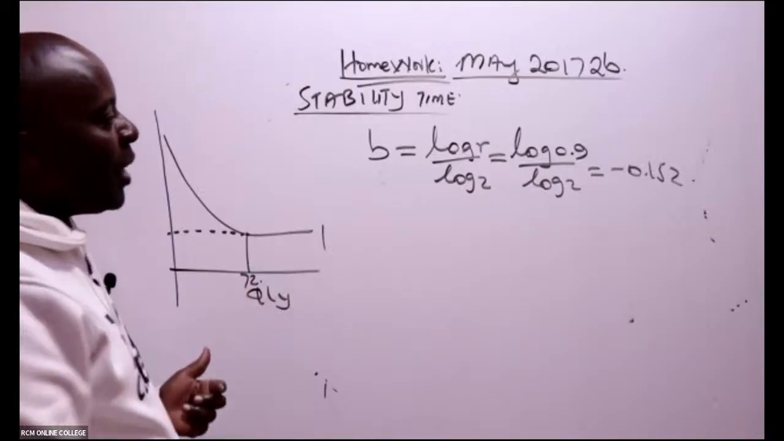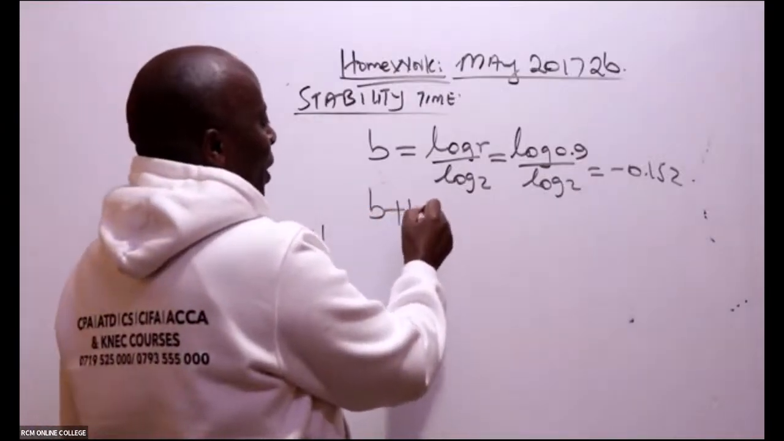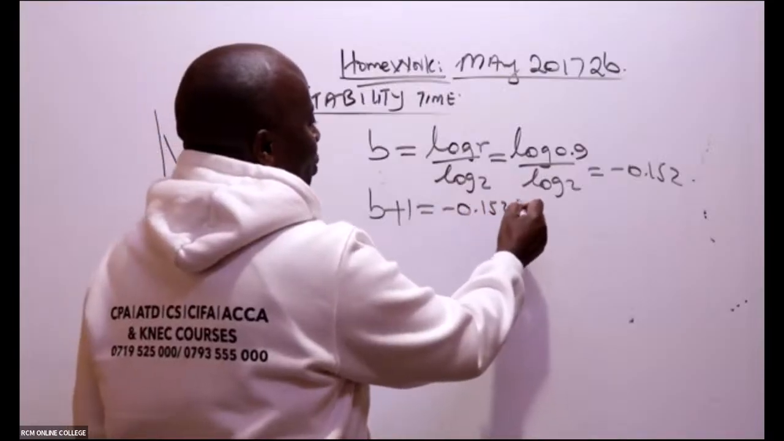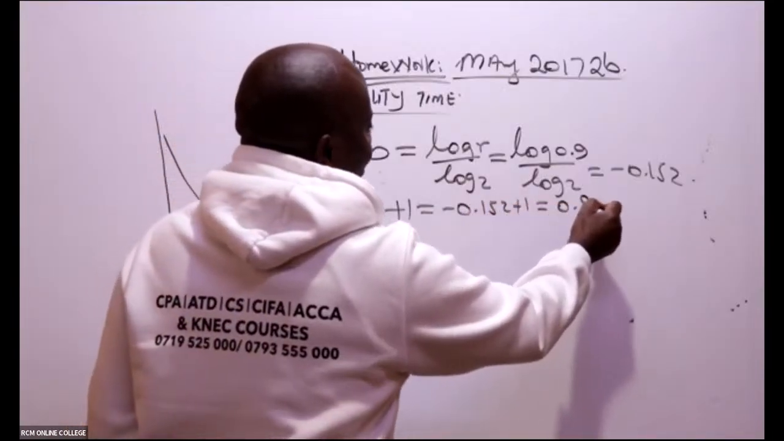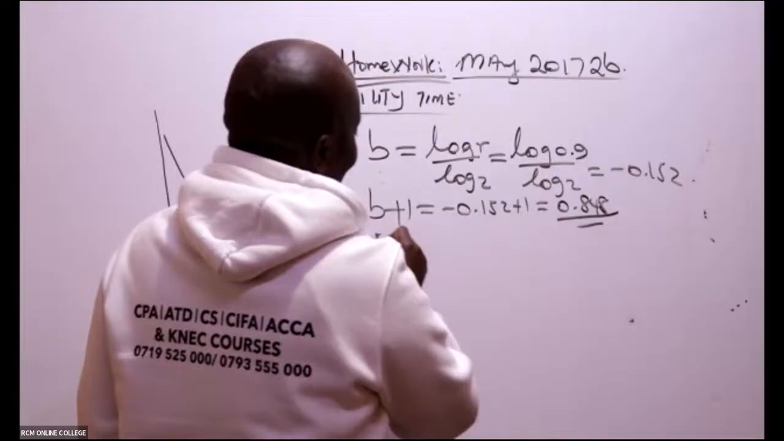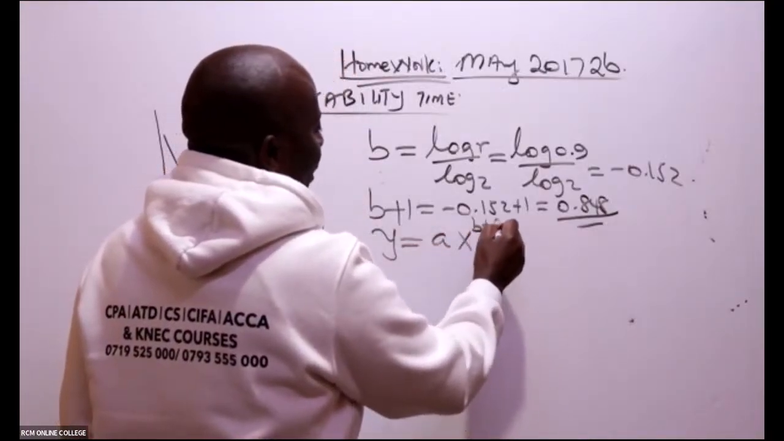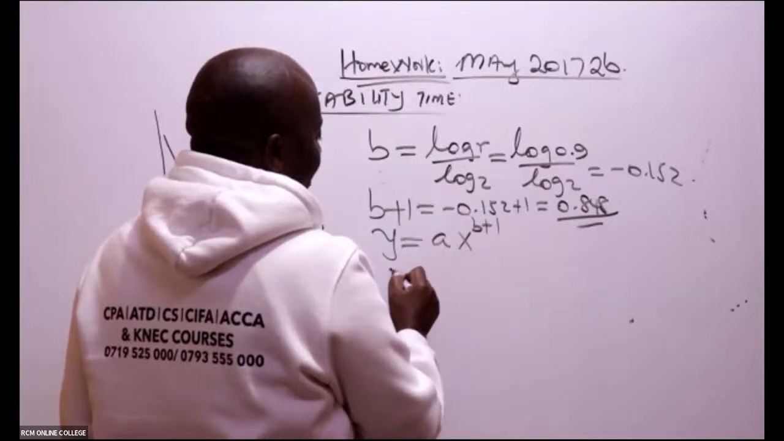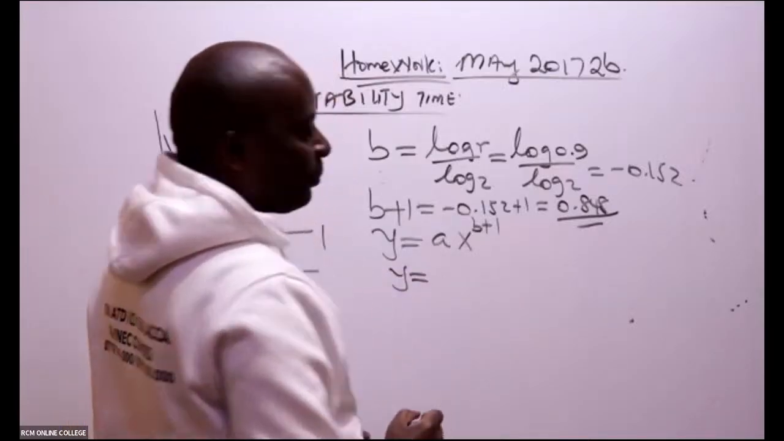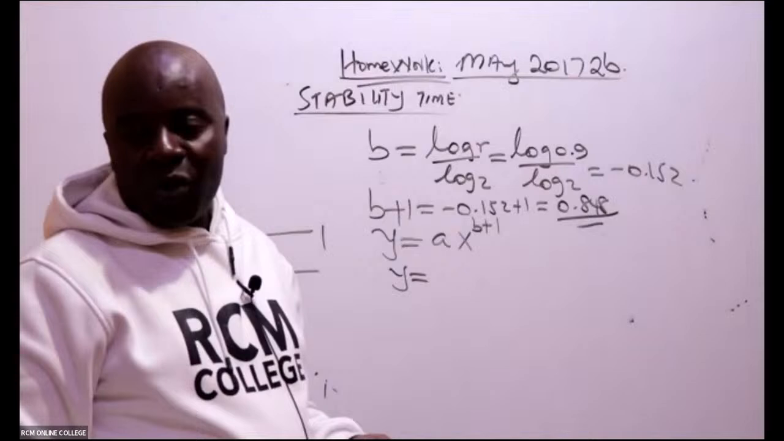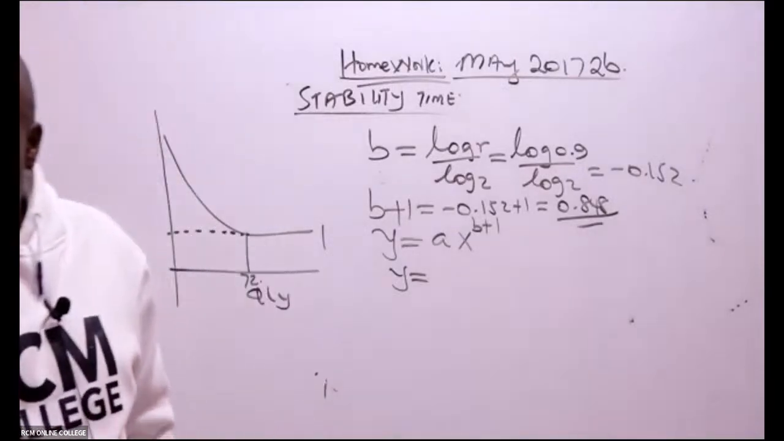So once we get to b, come and give us b plus 1. It will be minus 0.152 plus 1, which will be 0.848. So our equation is Y equals a x raised to b plus 1. Is there somebody who is able to give me my a from the question? You can see they haven't given us cost.